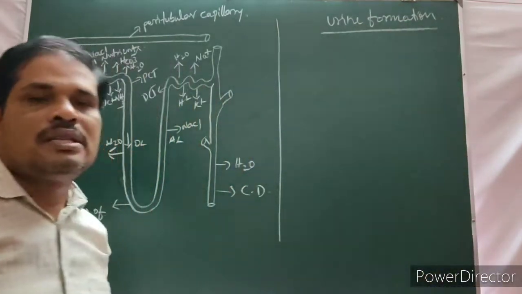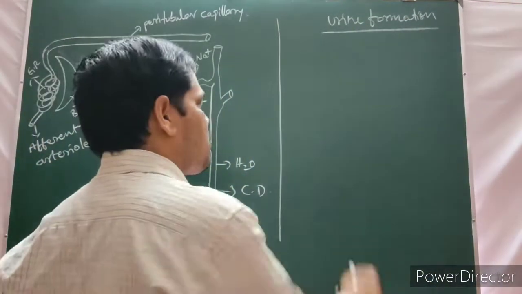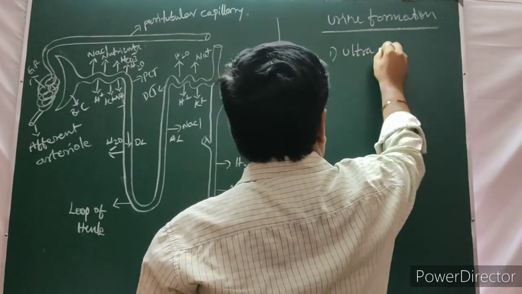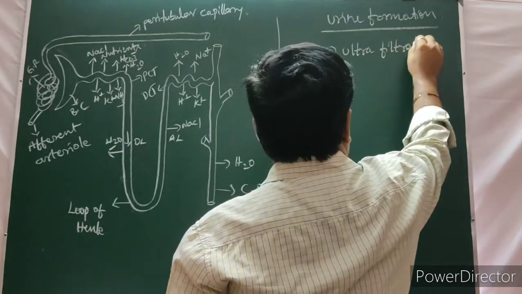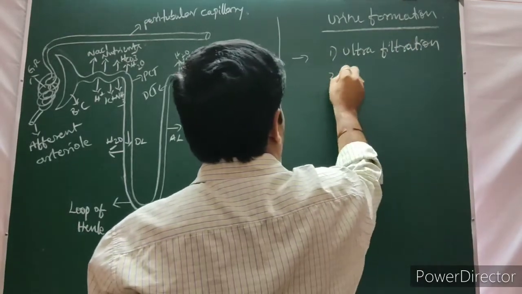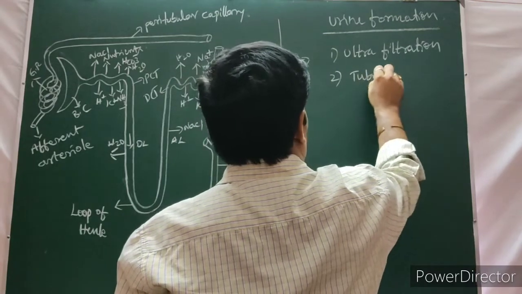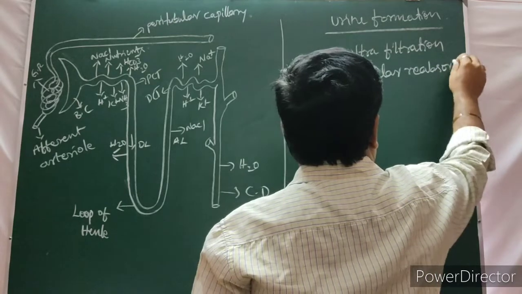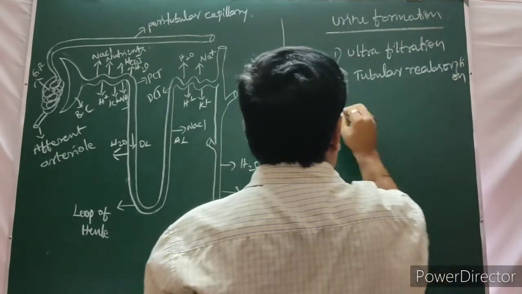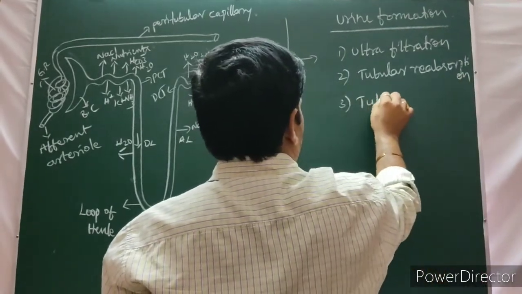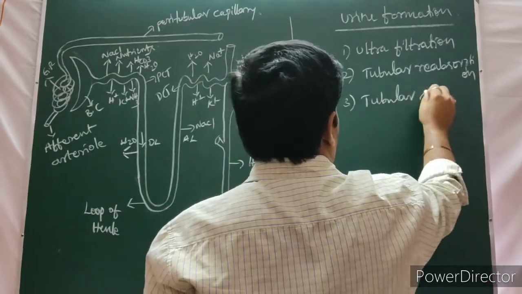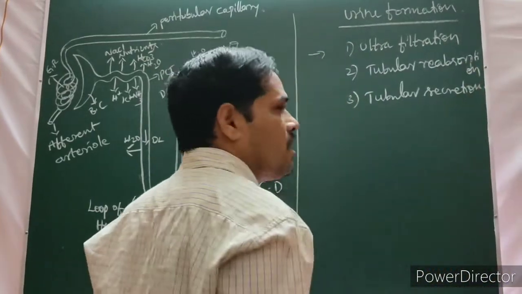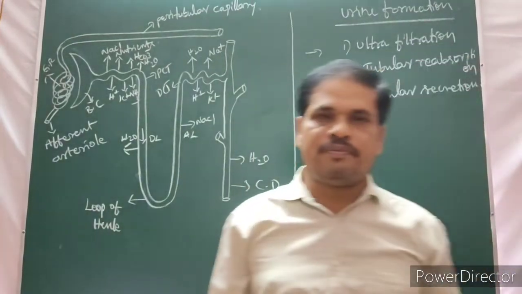Urine formation is done in 3 steps. First one is ultrafiltration. Next one, tubular reabsorption. The last one is the tubular secretion. These are the 3 steps present under urine formation.